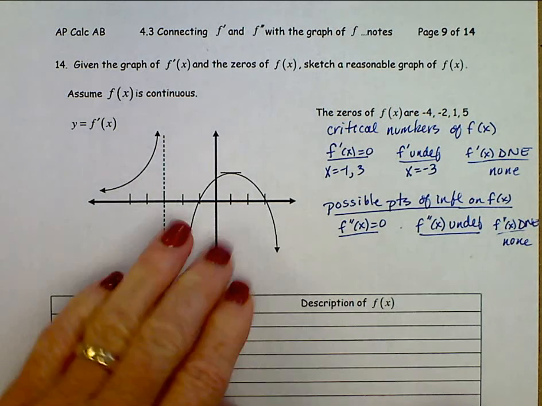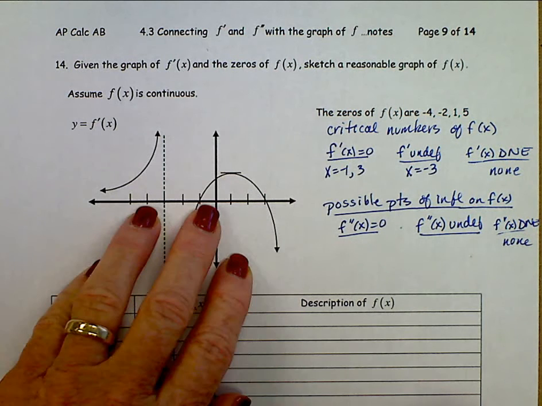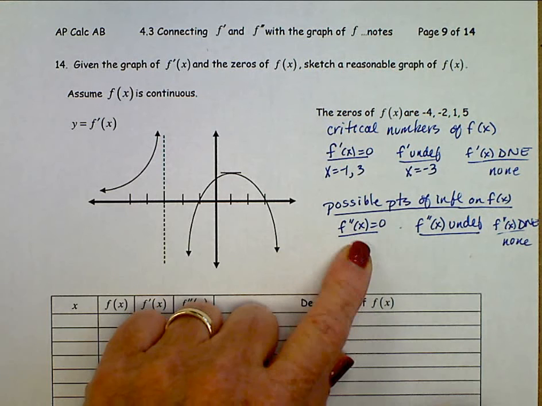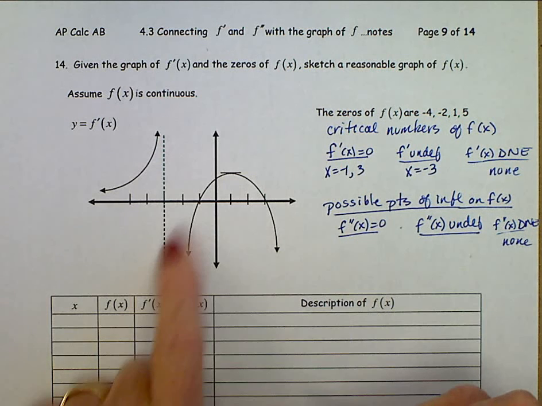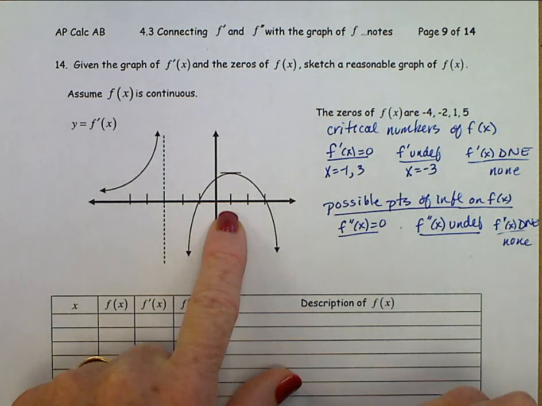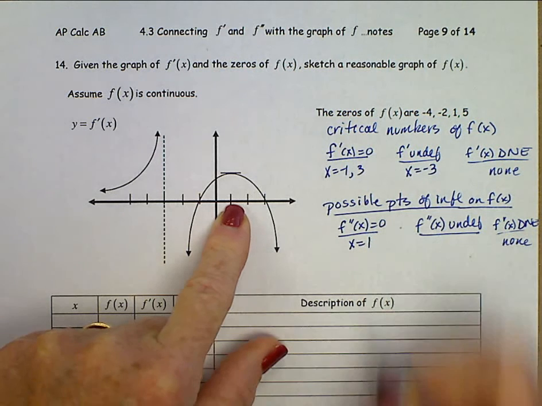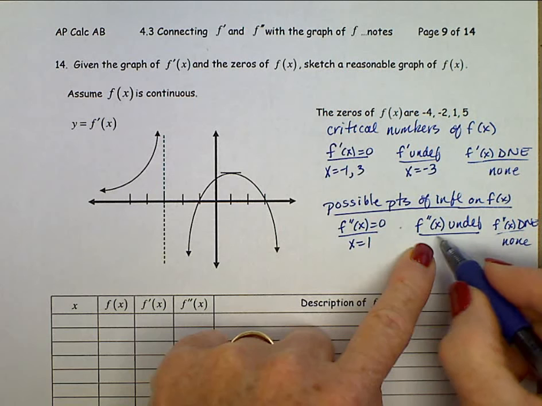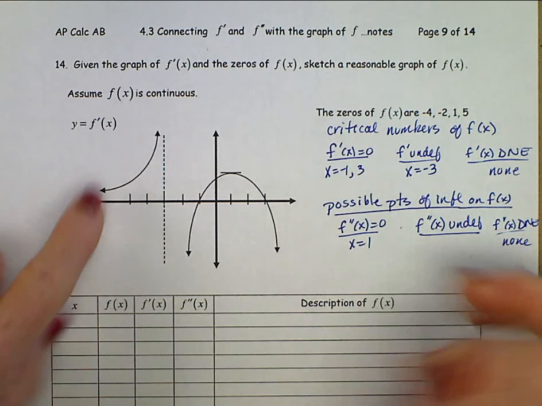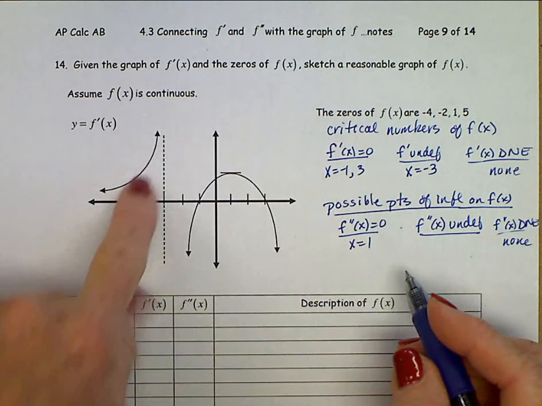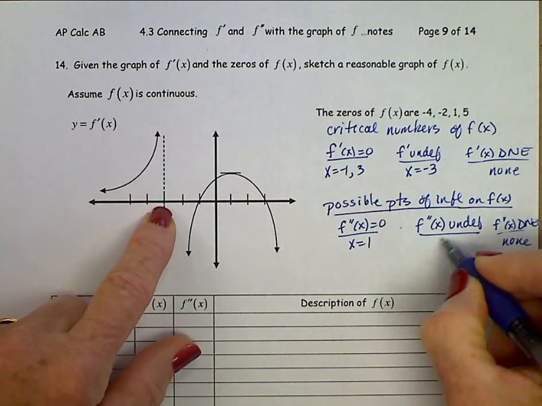F double prime off of an f prime graph is horizontal tangents. For here, it's slopes. So where do we have a slope of 0 on this graph? That's occurring right here at x equals 1. And f double prime undefined, where we see some vertical pieces here, or slopes getting very negative or very positive, that's occurring at x equals negative 3.